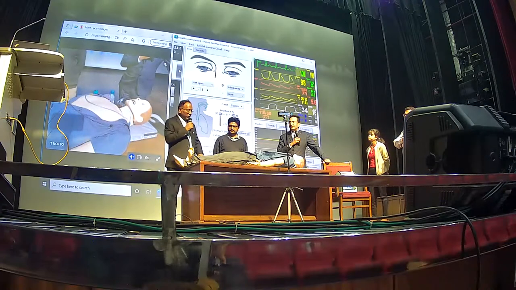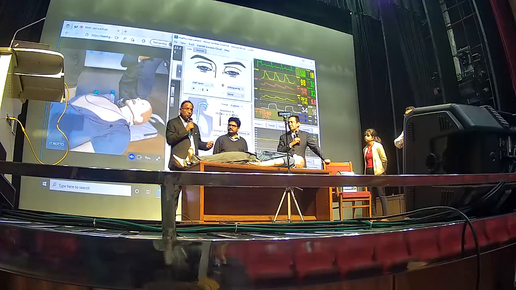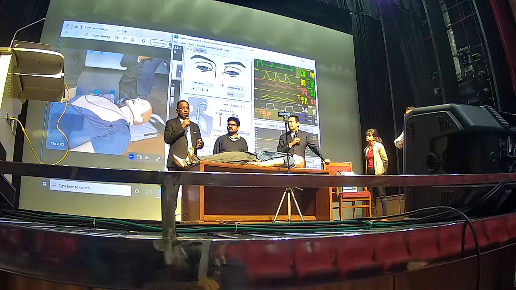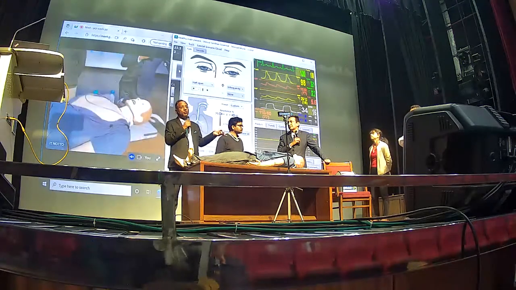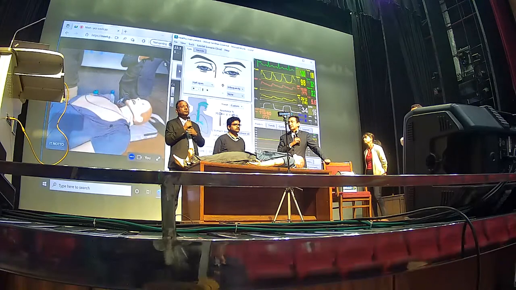The reason for doing peripheral stimuli on each and every limb is just to add to the documentation. But at the end of the day, you have to look for the central stimuli. Central painful stimuli has to be given to the patient.